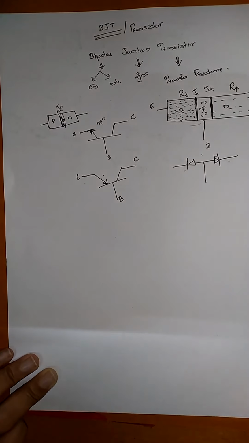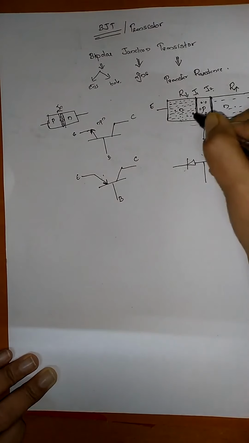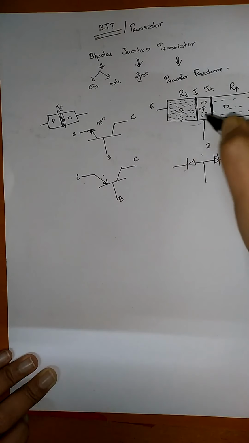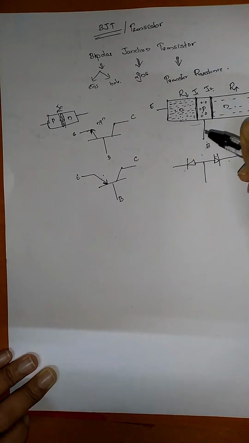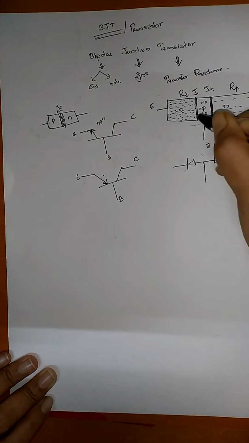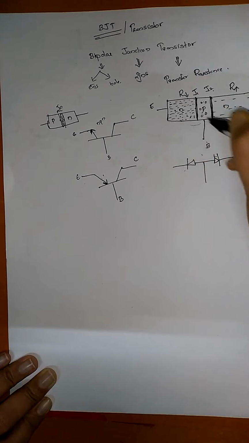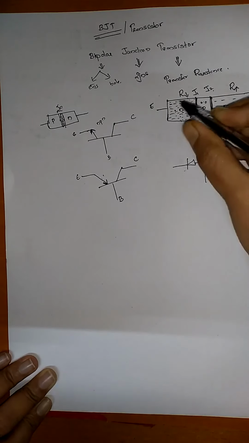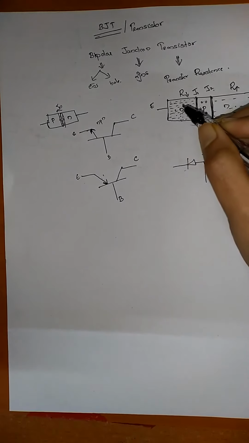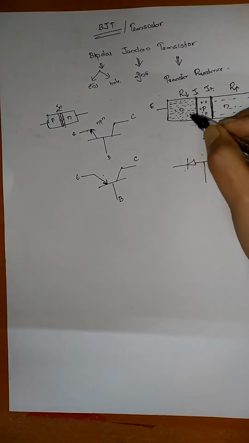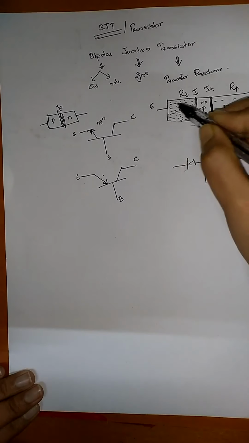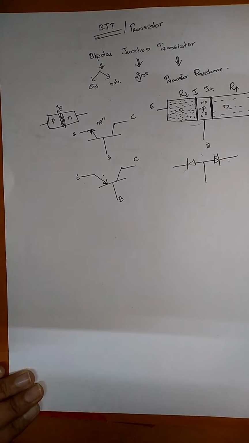Okay, so what is the purpose of doping this emitter to a high value, a heavily doped emitter? The electrons in the emitter act as a source for the current. Okay, this acts as a source for the current carriers. So this emitter emits the electrons for the current conduction.